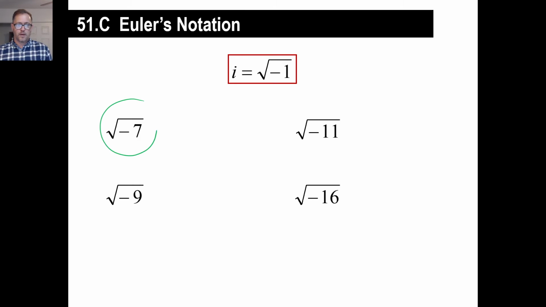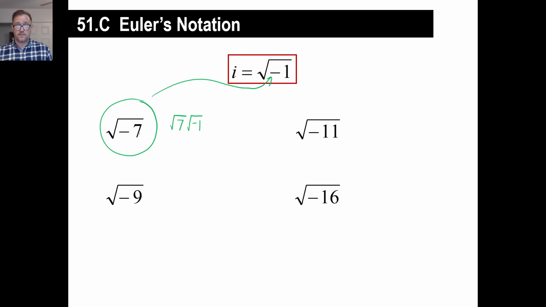So let's look at the problem like this, the square root of -7. What we're going to do is break this up, so that it has the square root of -1 in there somewhere, and then we can pull it out. In other words, we'll call the square root of -7 the same thing as the square root of 7 times the square root of -1. You see how that works?